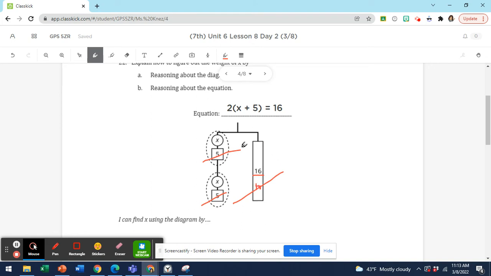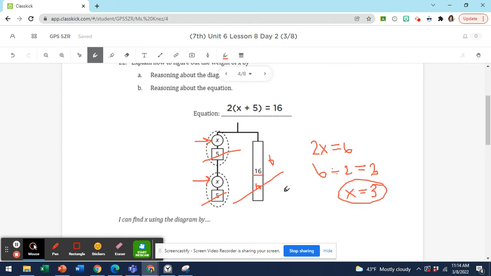If I take away 10 from each side, on the left side, I'm left with 2 x's, and on the right side, I'm left with 6, because I took away 10 from 16. And so I know that 2x is equal to 6. I can use inverse operations. 6 divided by 2 equals 3, and I know my solution is x equals 3.